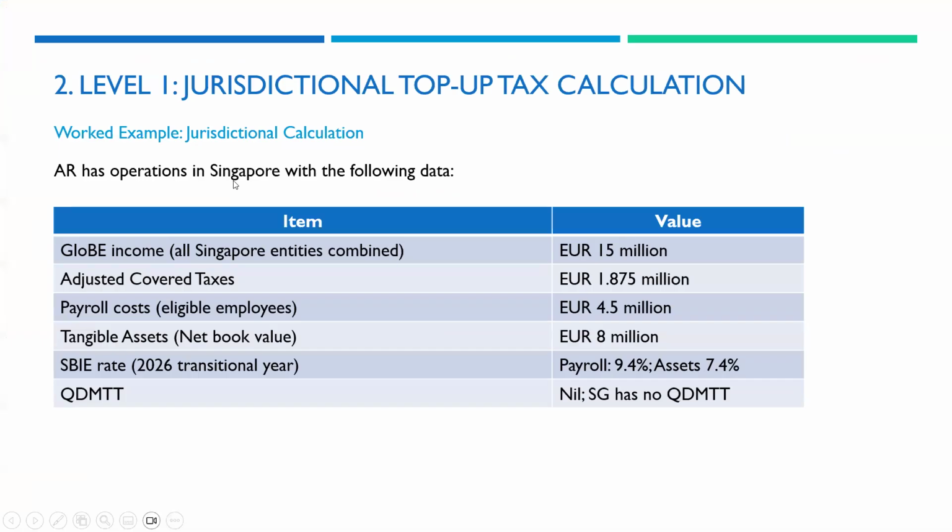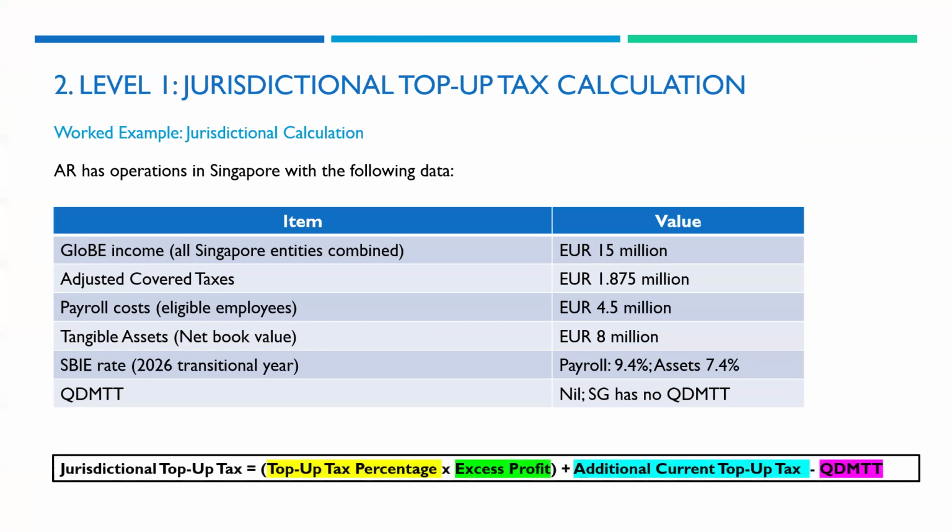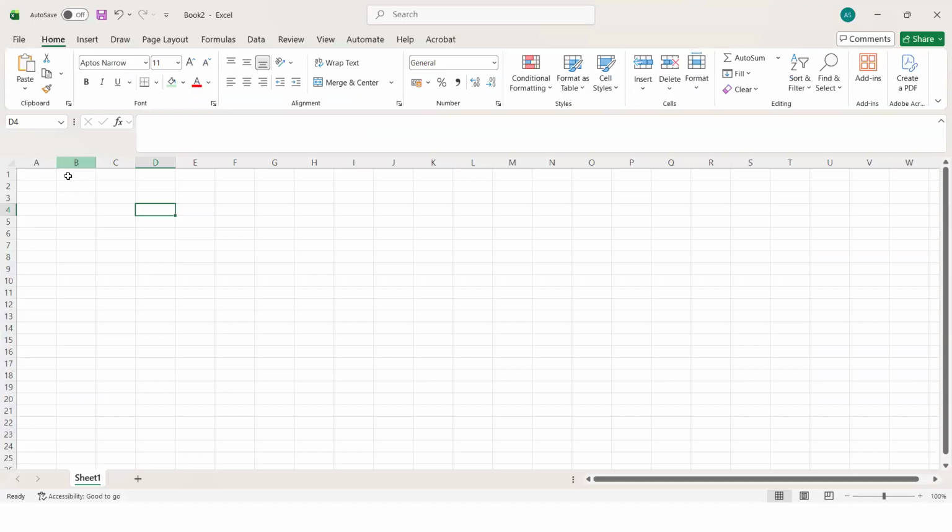Yeah. Let's do this question. For ease of simplicity, I have added the formula also here, so you know which is picked and used. Okay. So let's do. We have to find the jurisdictional top-up tax calculation. So what is step one? We have to find the top-up tax percentage, right?